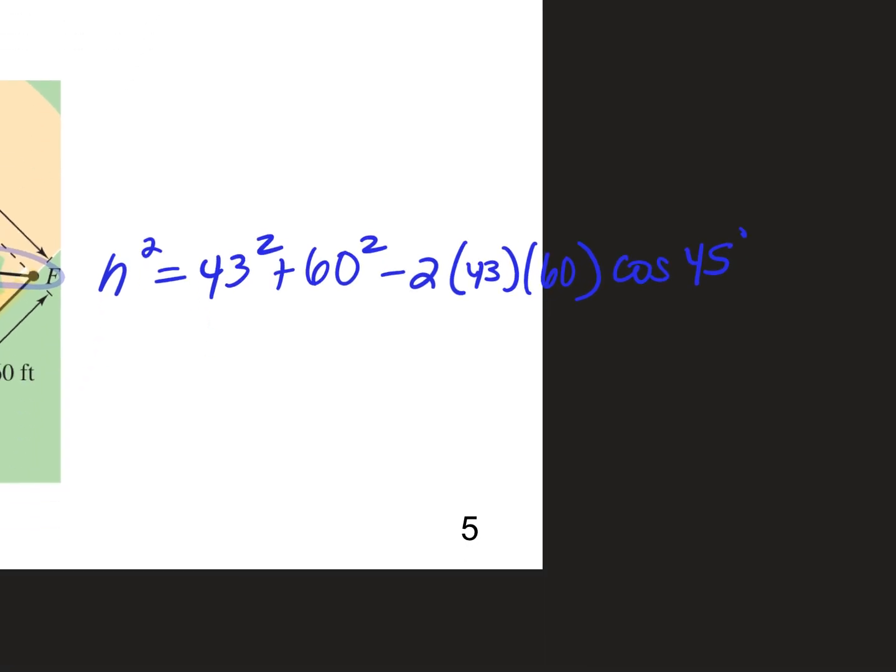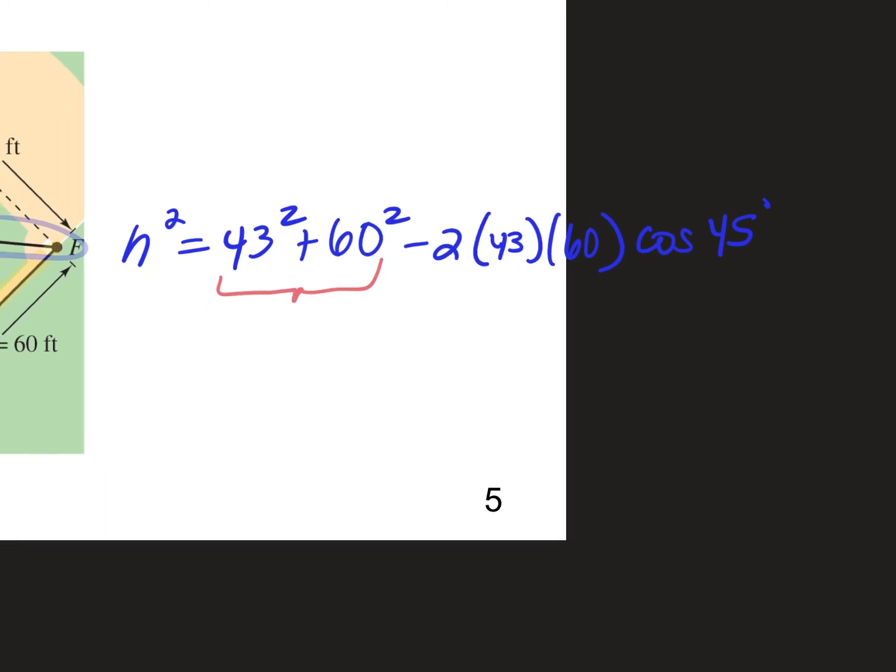Now, guys, just be careful doing this. If I were you, especially as we're just now starting to do this, just simplify in pieces. What's 43 squared plus 60 squared? 5,449. Minus, what is 2 times 43 times 60 times the cosine of 45? If you need to do it a couple times in your calculator, do it a couple times. Just make sure your fingers can key it in correctly.